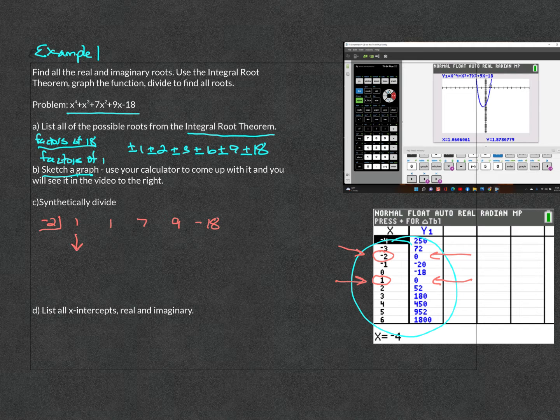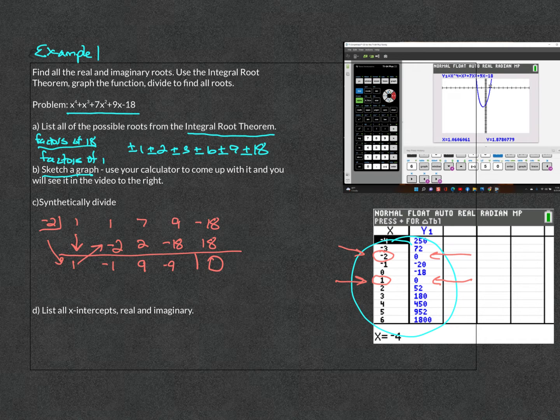Okay, so I'm going to come down here. I'm going to put my little arrow, drop it down. That's 1. 1 times negative 2 is negative 2. I add those together, that's negative 1. Then I do negative 2 times negative 1, and I get 2, and I put that under the 7. I add those together, that is 9. Then negative 2 times 9 is negative 18. And so when I add negative 18 to 9, I get negative 9. And then when I do negative 2 times negative 9, it gives me a positive 18, which means I have no remainder. And so that is how we divide that one out.